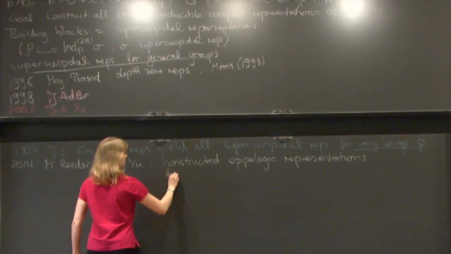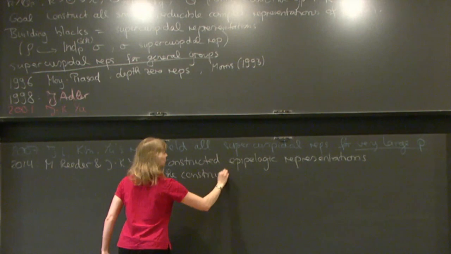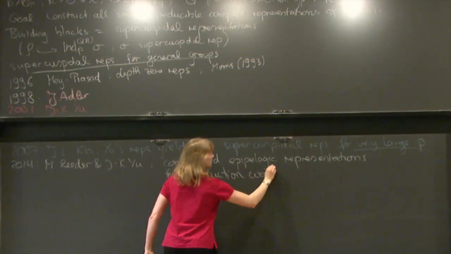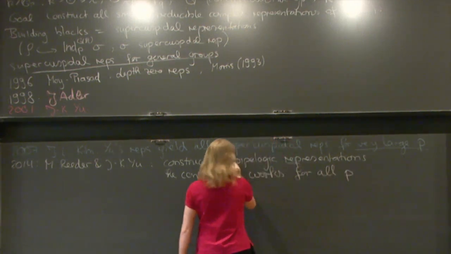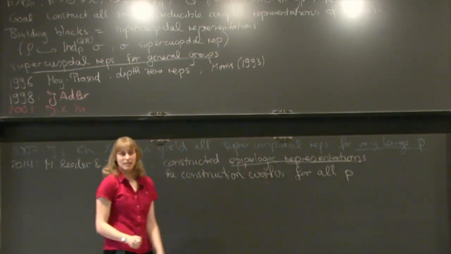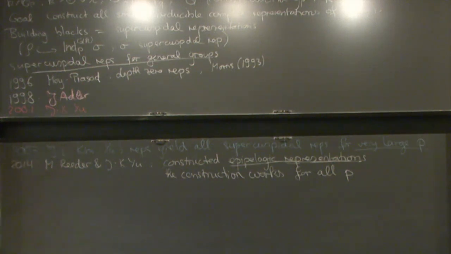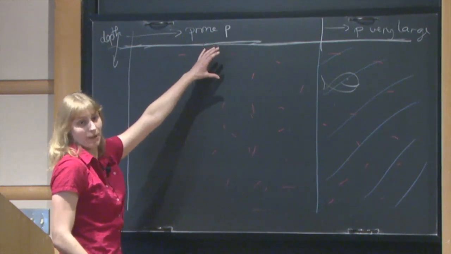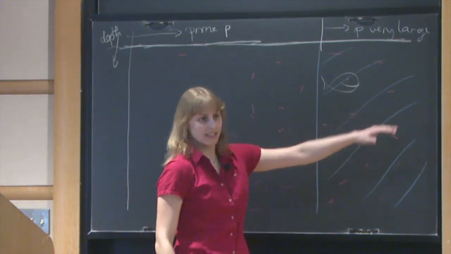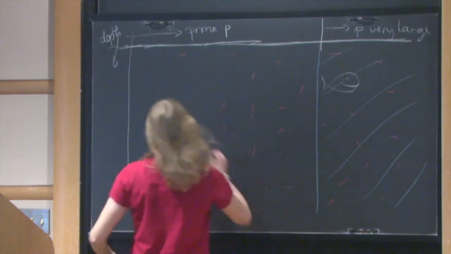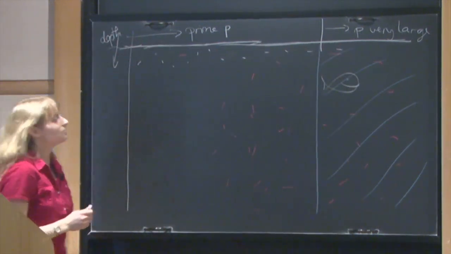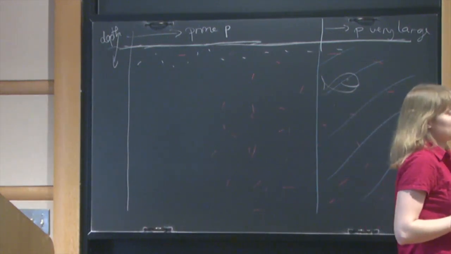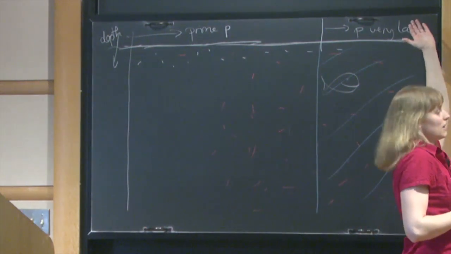And the construction works for all P. So what are these epipelagic representations? The epipelagic zone of the ocean is the upper zone of the ocean. It's a zone that can be reached by sunlight. So the epipelagic representations are those that swim in the upper zone here, those that can be reached by sunlight. And so in other words, these are the representations of smallest positive depth.